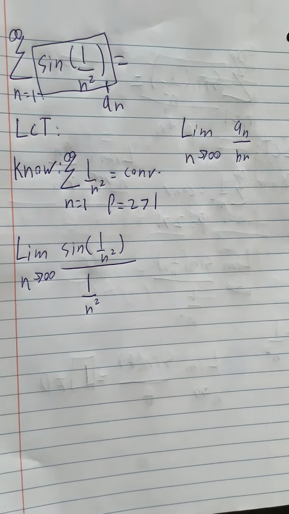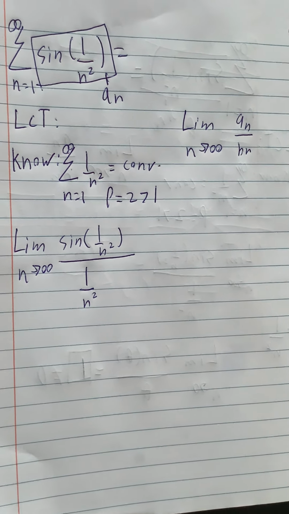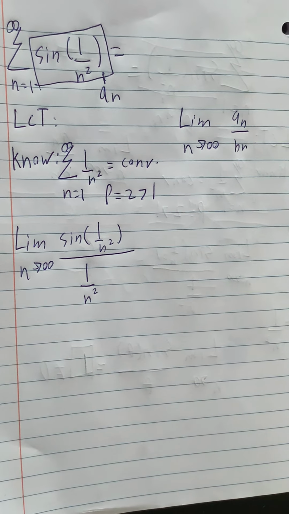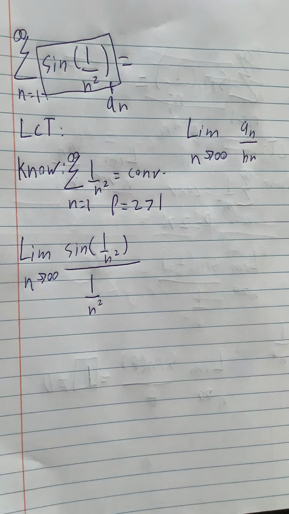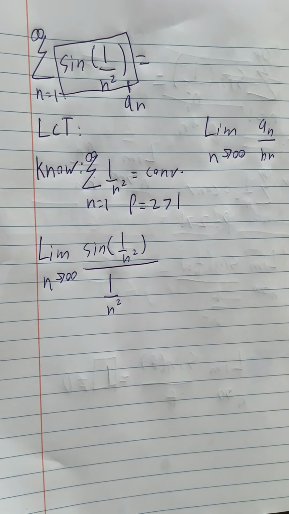But we have a problem. If we plug in infinity, we get sine of 1 over infinity, which is the same as sine of 0. We get 0. And then 1 over infinity is 0. So we are in a 0 over 0 situation. So we can use L'Hopital's rule, but we don't, because we have an easier method.